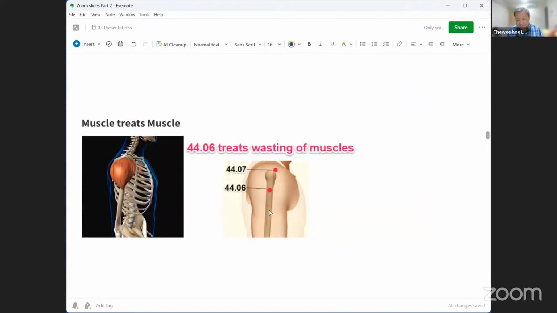Muscle treats muscle. If you have muscle atrophy, means wasting of muscles, then the needle should be placed in an area which has a lot of muscle. And 4406 is one of the favorite places to needle for muscle atrophy. Big mass of muscle.